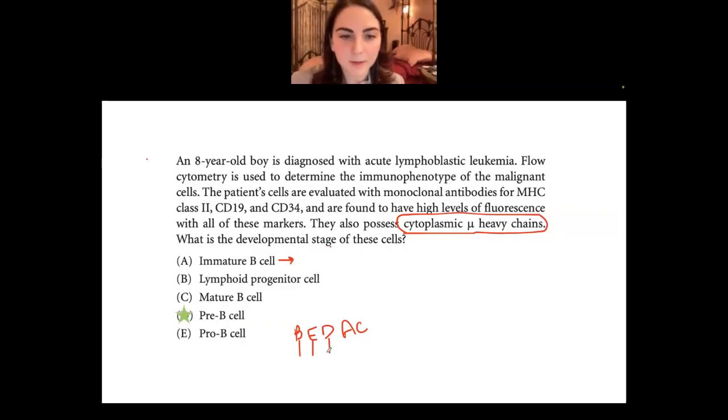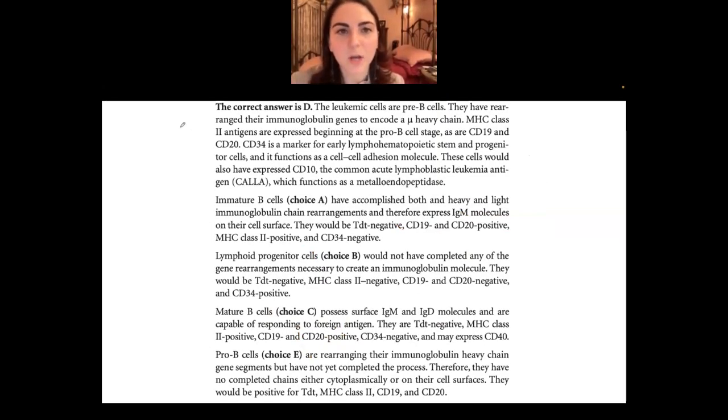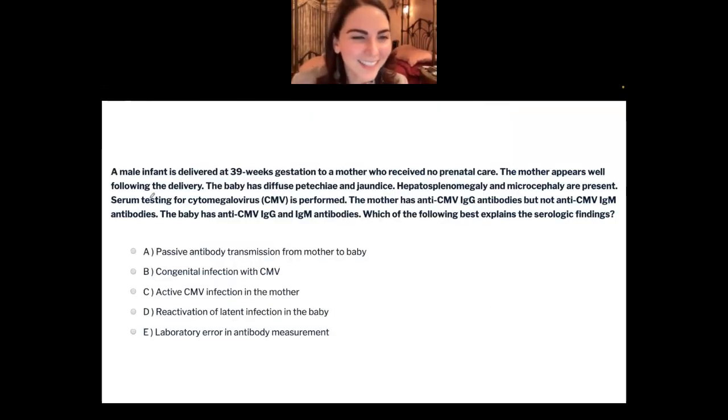Early and late, large and small. And this is surface mu, cytoplasmic mu. That was really the only way to do this, and that's what they're saying here. Don't worry, we didn't talk about a lot of these antigens. You'll get a lot of this in the hemonc block, knowing all the CD markers for all the cancers. It's really fun. Okay, next one.